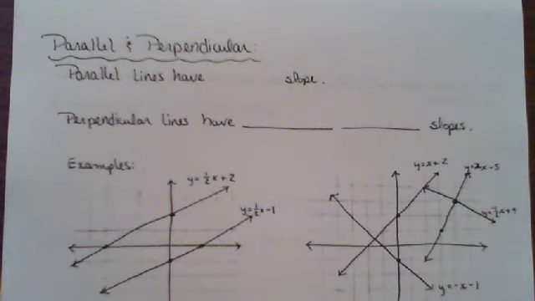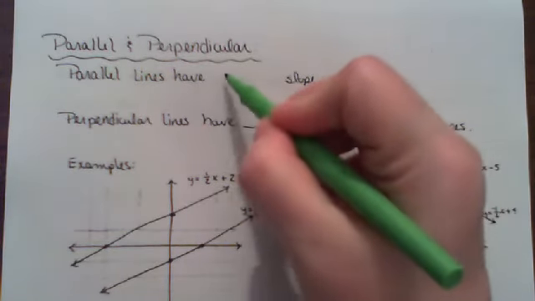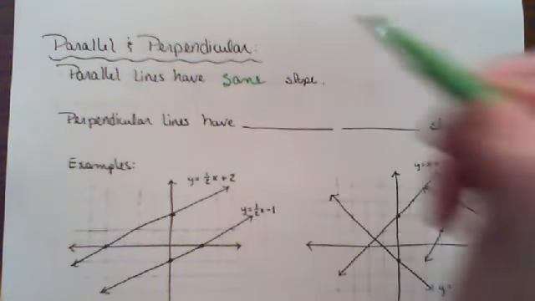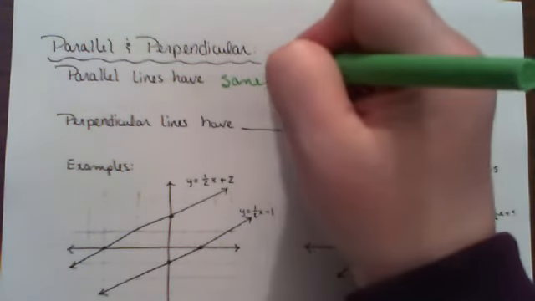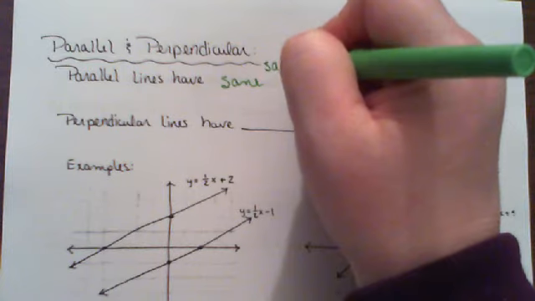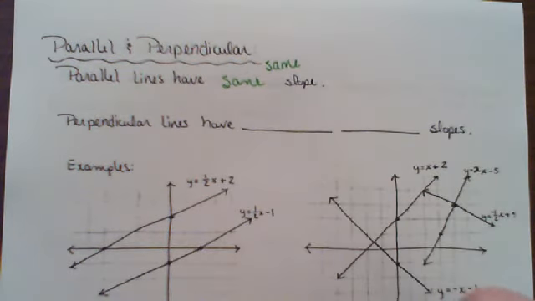Parallel and perpendicular lines. You need to understand that parallel lines have the same slope. That doesn't look like an M. It's supposed to be an M. They have the same slope. That's an M.